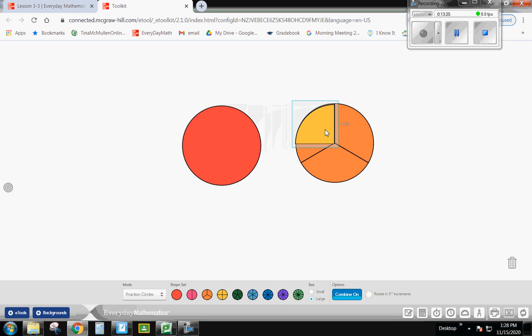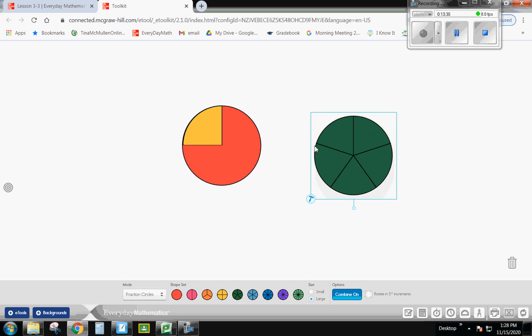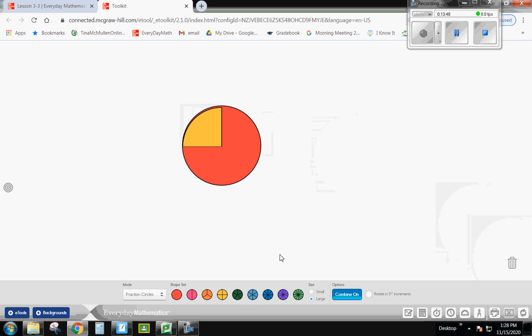Does this fit exactly with my orange pieces? And again, no, it does not. So I'm going to get rid of those orange pieces. I'll bring up my green pieces. I'm just kind of going right in a row here. Does anything fit perfectly into that 1/4 to be the same exact size? And again, it doesn't. So I'm going to pull that down.